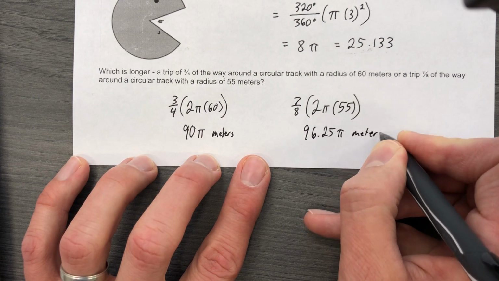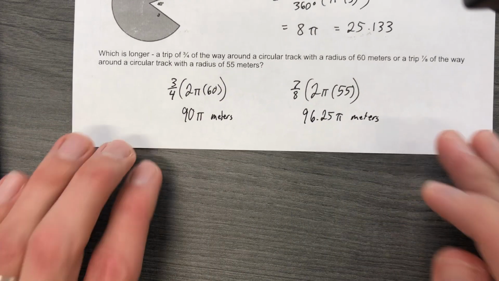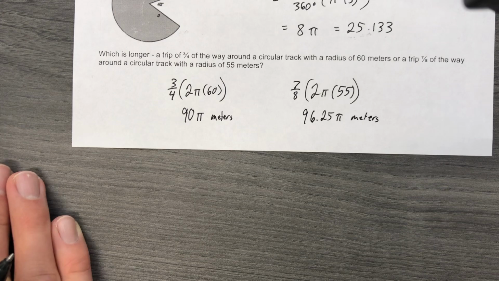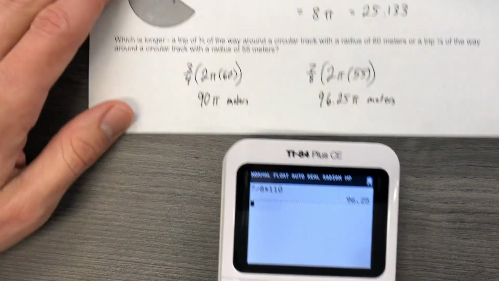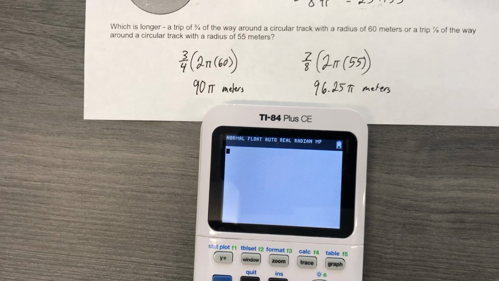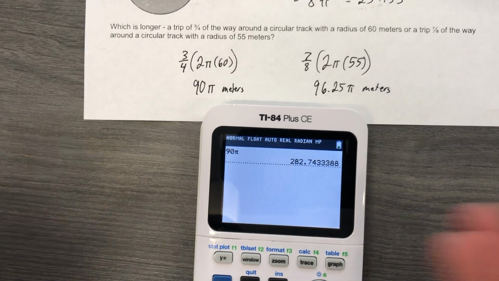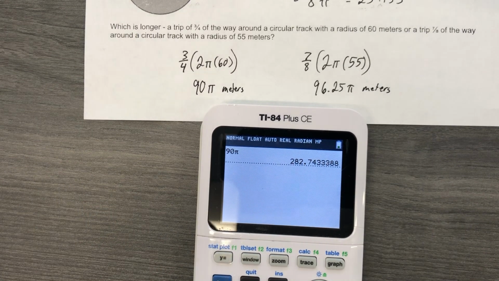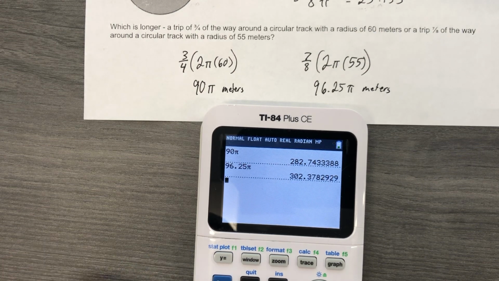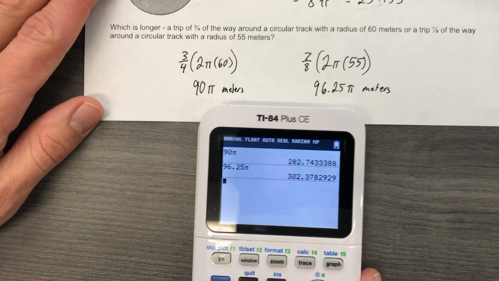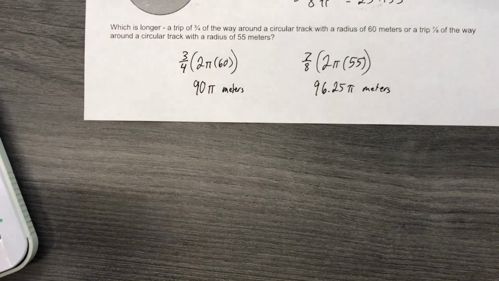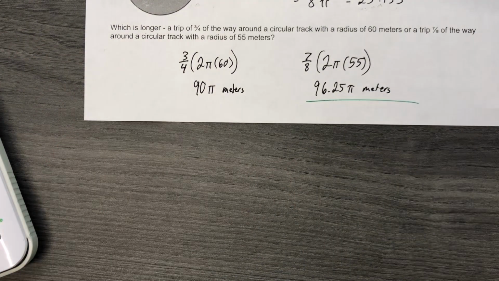If you want to get a little more specific with it, multiply those by pi. I'm not, but you could if you want to. Well, I'm not on paper. I'm about to on the calculator just so you can get a real life scenario of what that would be. 90 pi would be about this many meters. And 96.25 pi would be this many meters, but I think all they wanted us to figure out was which one was longer. So in order to figure out which one's longer, find the bigger number. Done. There you go.